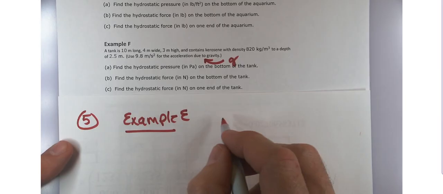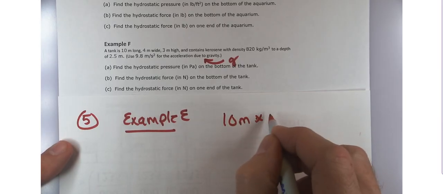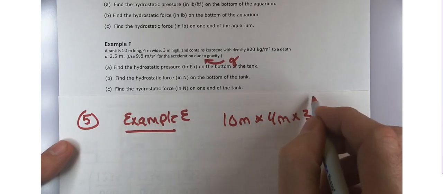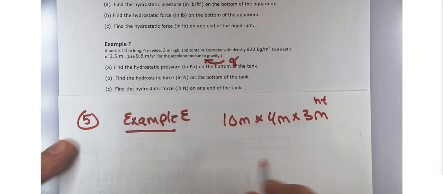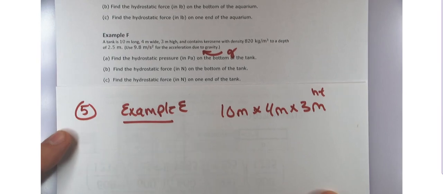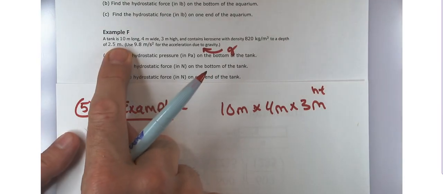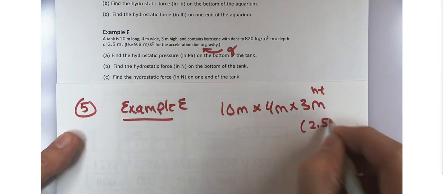So we'll start with the first one. Our tank is going to be 10 meters by 4 meters by 3 meters, and that last one is going to be the height. We're doing example F, right? Yeah, sorry, I got confused. That's all right. But importantly, it's filled to a depth of 2.5 meters. So 2.5 meters is going to be our depth.